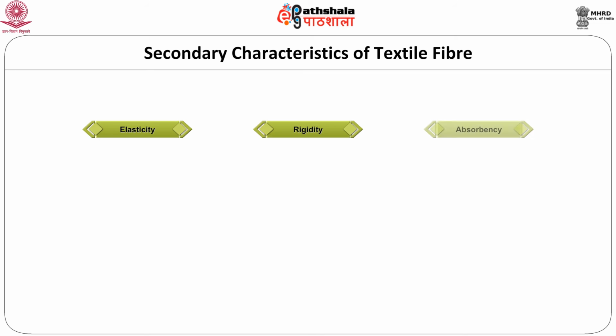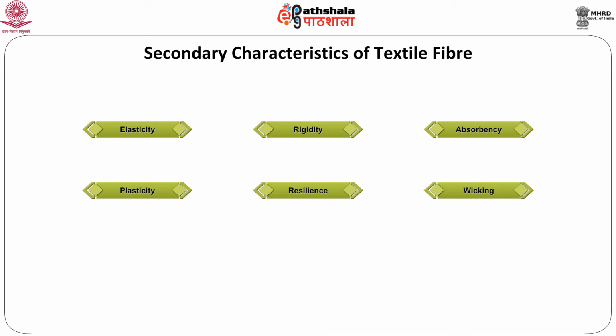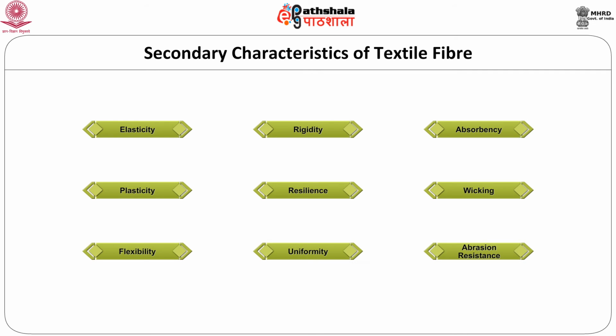Now, let us see the secondary characteristics of textile fiber. The secondary properties of textile fiber are elasticity, plasticity, flexibility, rigidity, resilience, uniformity, absorbency, wicking or wetting, and abrasion resistance.